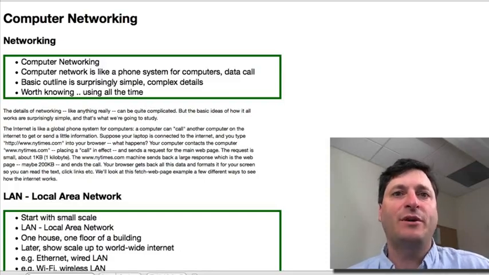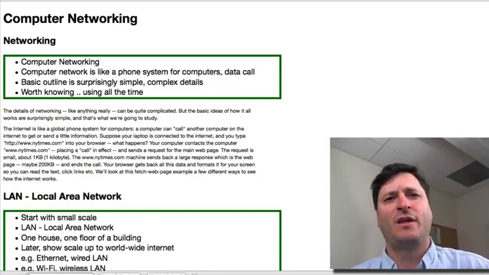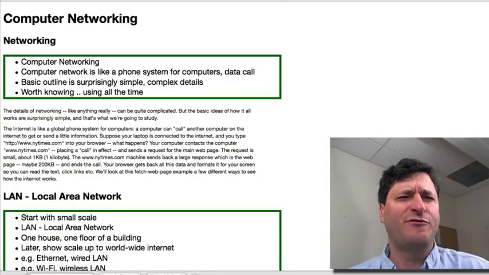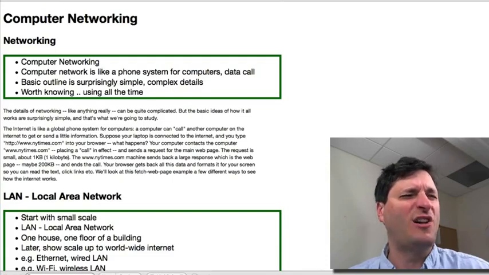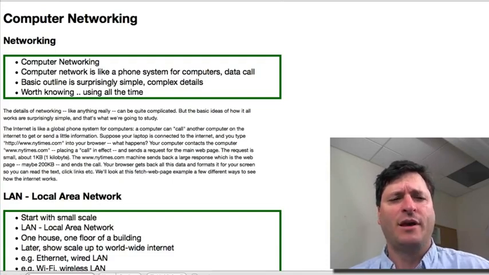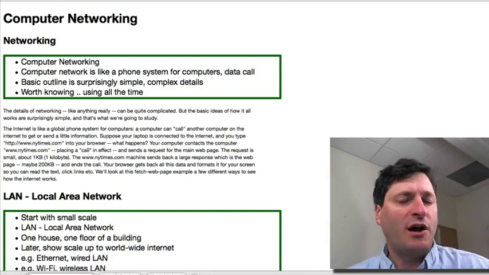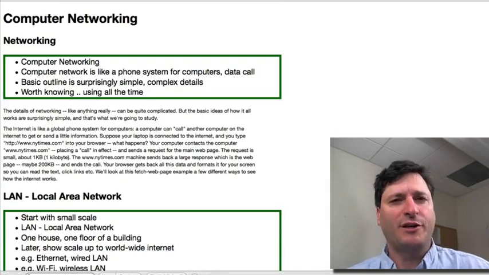In this section, I'm going to talk about how computer networks work. So computer networks are kind of like a phone system for computers, where any computer can place a data call to any other computer. Now, the basic outlines of how it works are surprisingly simple, although of course the details are fairly complicated.